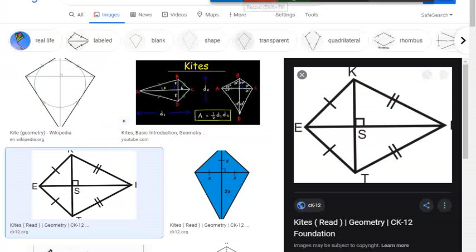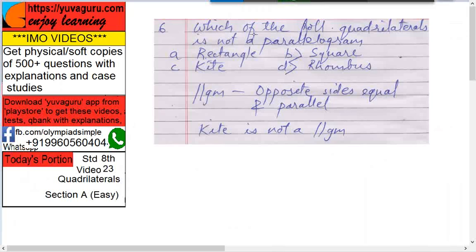Okay. In a kite, are opposite sides equal and parallel? No. Why? In a kite, one pair of adjacent sides is congruent. Always remember, this pair is congruent to each other and this pair is congruent to each other. It means there are two pairs of congruent sides in a kite, but opposite sides are never congruent and parallel. So the answer is C, kite.